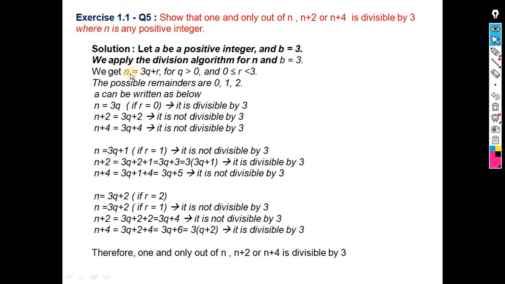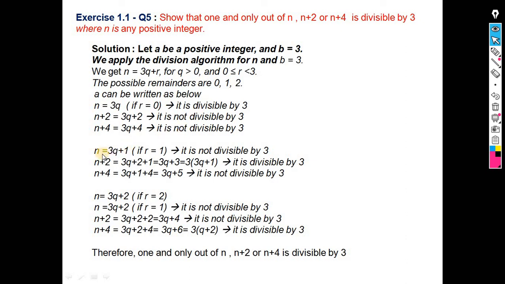So we have taken n value is equal to 3q plus r, and 0 less than or equal to r less than 3, and r possible values are 0, 1, 2. And as I told you, if you take r value as 0, n is equal to 3q. So now I will substitute my n value as 3q, n plus 2 is equal to 3q plus 2, n plus 4 is equal to 3q plus 4. So if you look at out of these 3, as I explained, the first value is only divisible by 3.